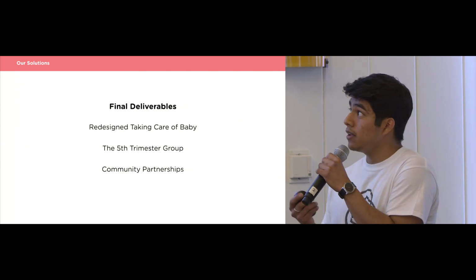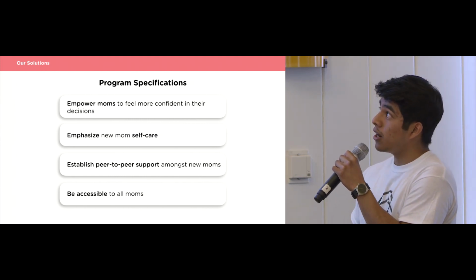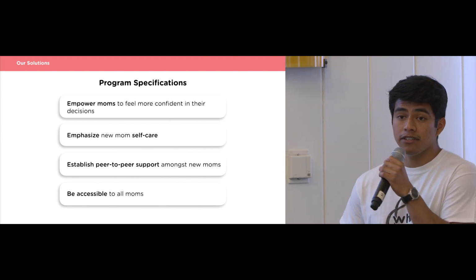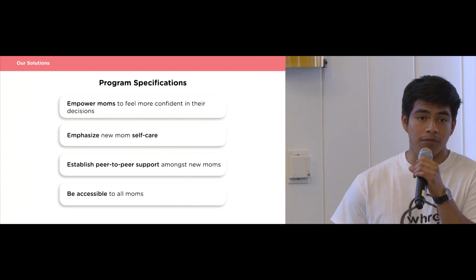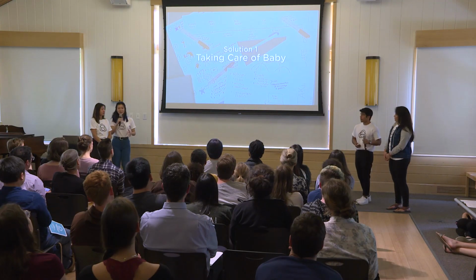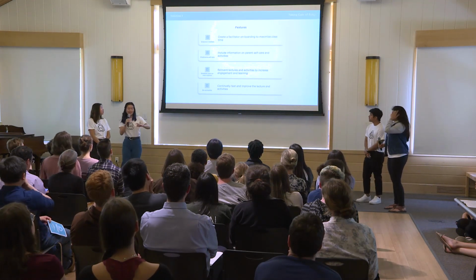And to start off, they each follow these four core specifications, which are to empower mothers to feel more confident, emphasize new mother self-care, establish peer-to-peer support, and be accessible to all moms. So let's jump right into solution one, which is Taking Care of Baby Revitalized.